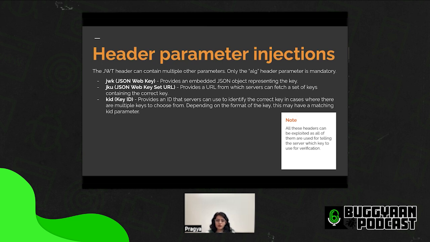Next, we move on to header parameter injections. So far we have talked about algorithms, and then we talked about the weak keys. Now we will see a few new parameters in the header section of our token. Our header section of the token can have other parameters as well. Initially we saw only type and algorithm. We'll see a few more headers now.